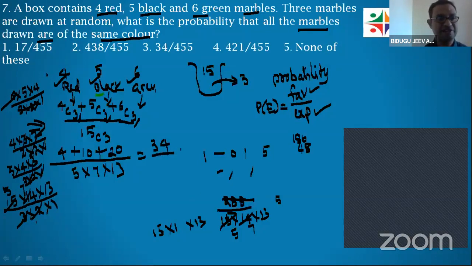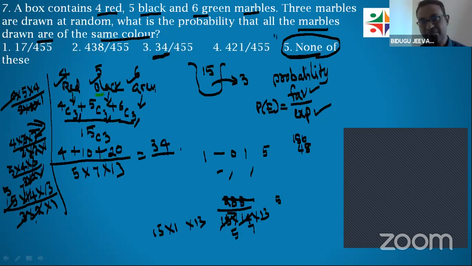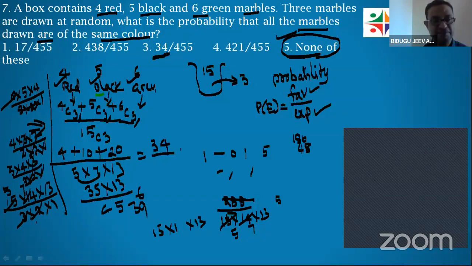So all together 34. Simple. So my request is, better, 34 is only one choice available. It is nothing but the third choice. Shall I continue to get the denominator? You have to continue. Why? Because none of this is given. If your denominator is not equal to 455, then definitely your answer must be 5. So let me continue. It is 35 into 13. So 13 5s are 65. 13 3s are 39. It is nothing but 455. So your answer is 455.